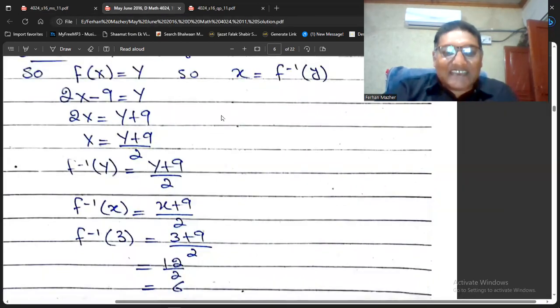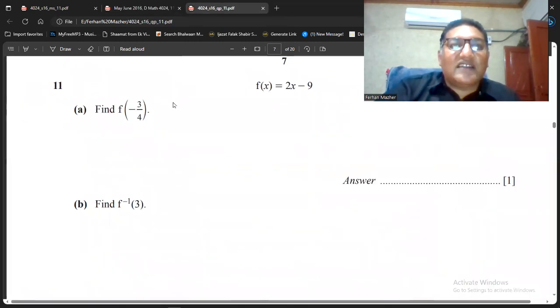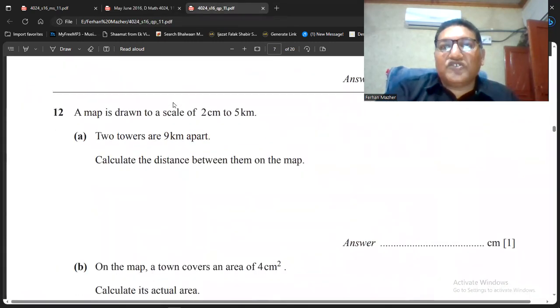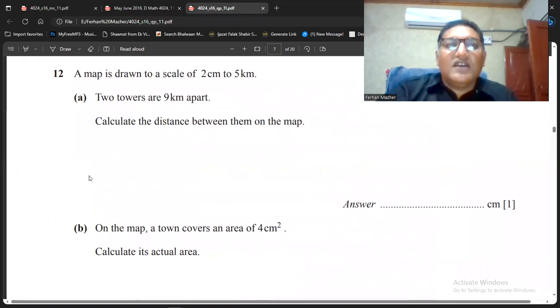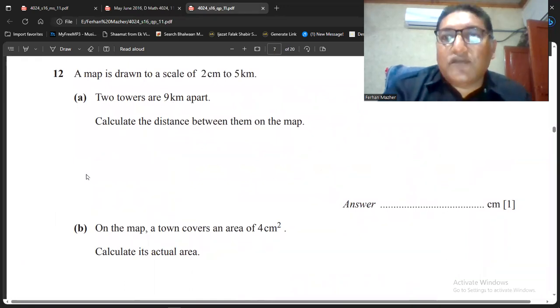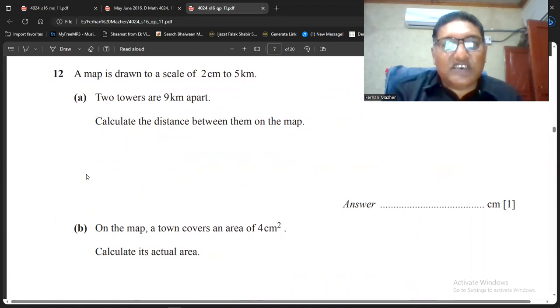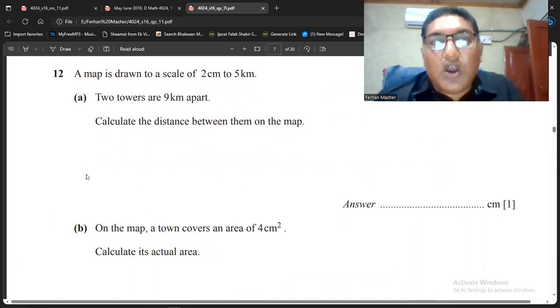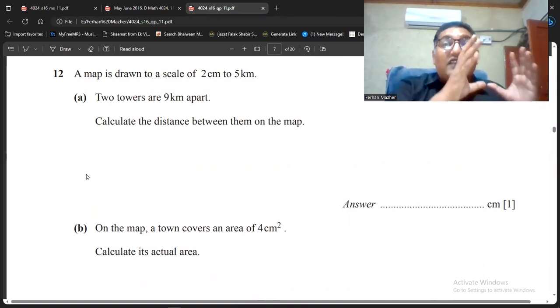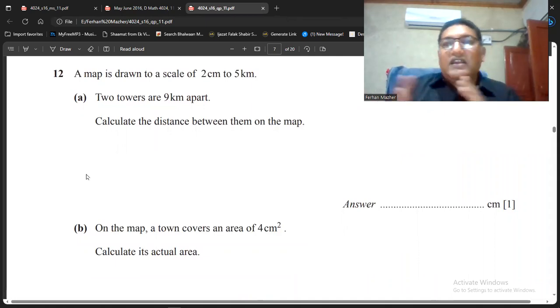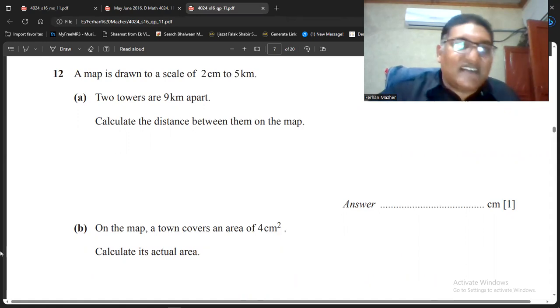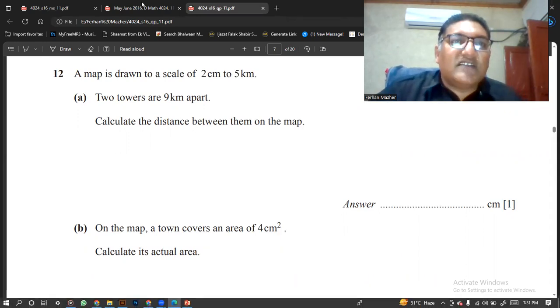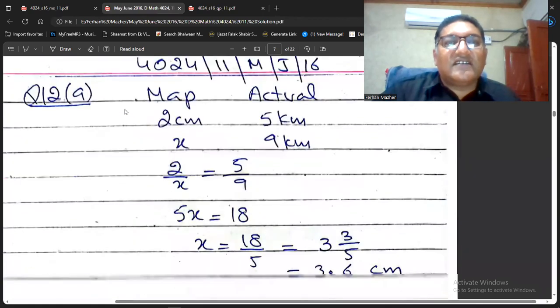Okay, so we are going to the next part, and that is question number 12 coming up on your screen. A map is drawn to a scale of 2 centimeter to 5 kilometer. 2 towers are 9 kilometers apart. Calculate the distance between them on the map. It's a simple question of proportion. So you will write map and actual: 2 centimeter, 5 kilometer, and X, 9 kilometer. And you will solve that proportionality and you will be able to get the answer.